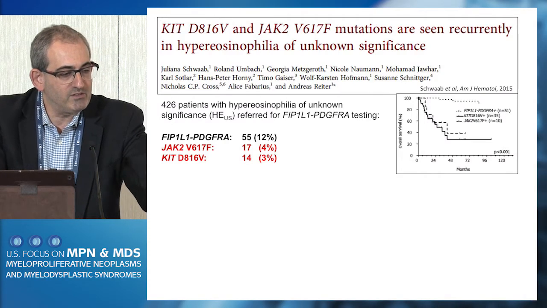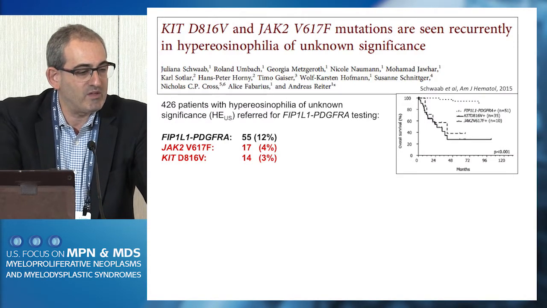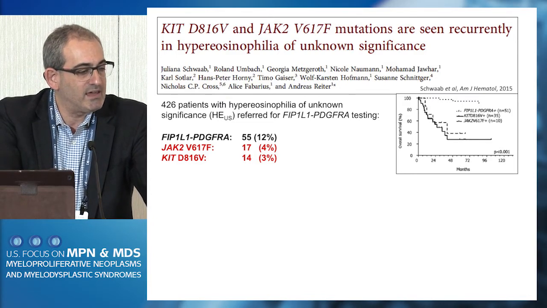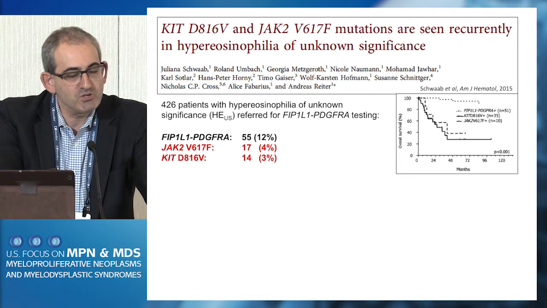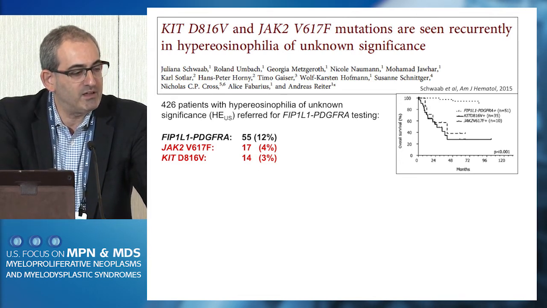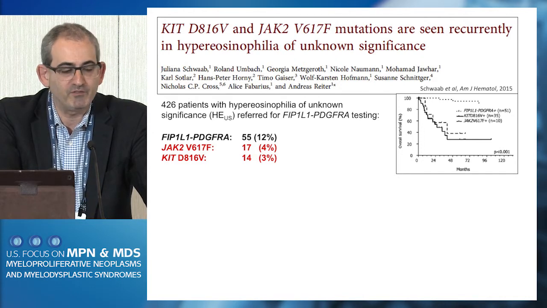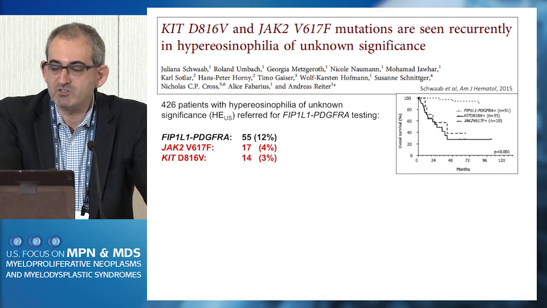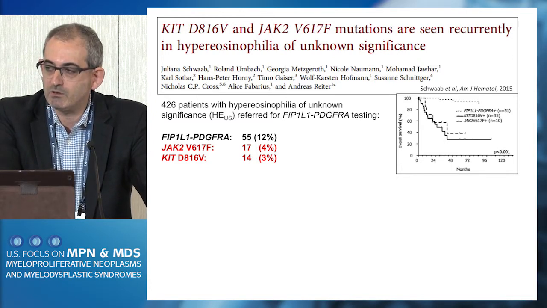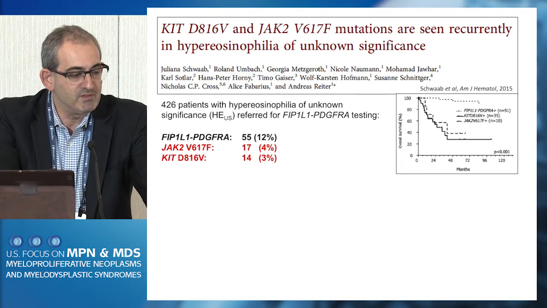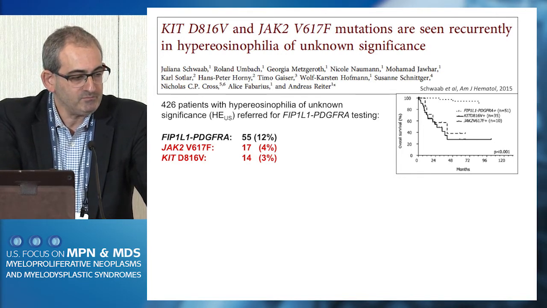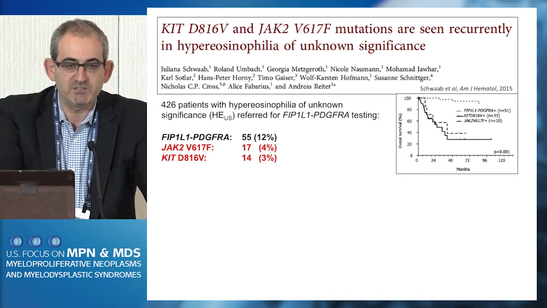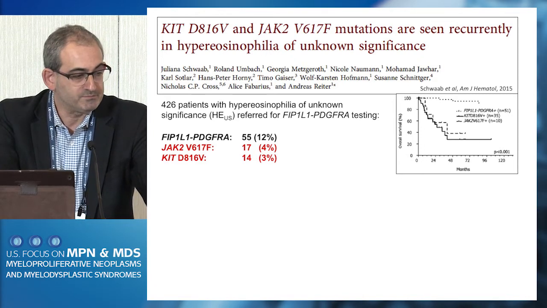Now, there are a couple of studies that are worth mentioning here in terms of what we have found in patients that have been previously alluded to as HES. This was a study done by, again, Andreas Reiter and colleagues, where 426 patients were referred for hypereosinophilia to be tested for the FIP1L1-PDGFRA fusion. Well, they found the fusion in 12% of patients. They also used next-generation sequencing to identify other mutations, including JAK2 V617F and KIT D816V. And those 14 patients, or 3%, that had KIT D816V, when they further looked at the bone marrows, these patients actually had systemic mastocytosis.